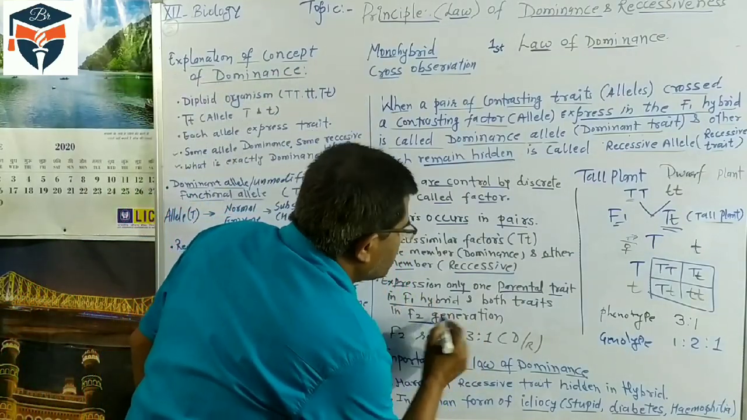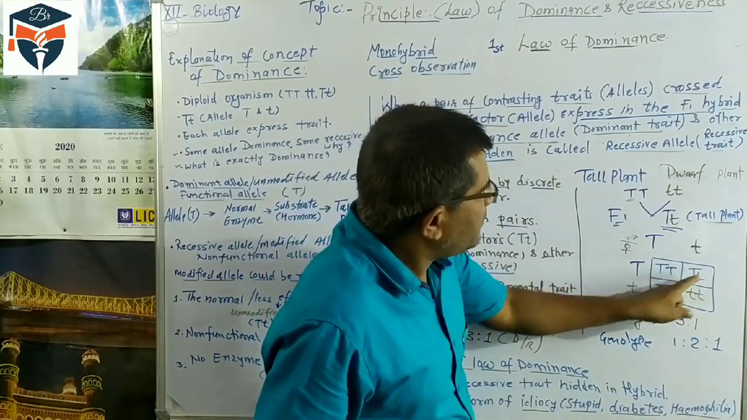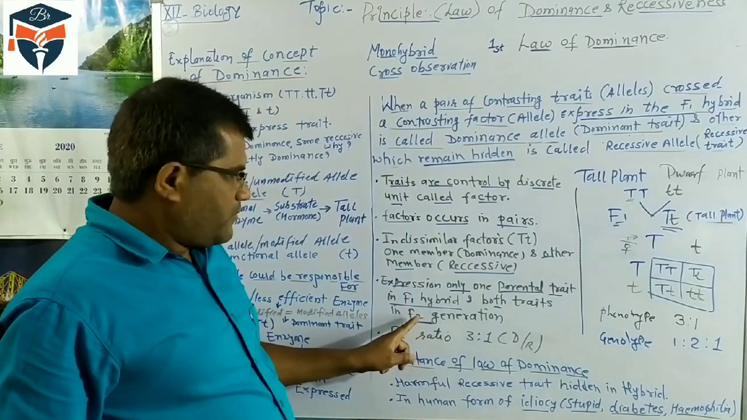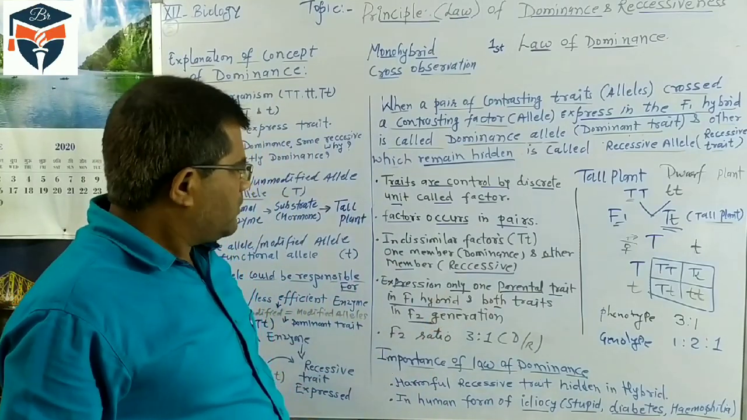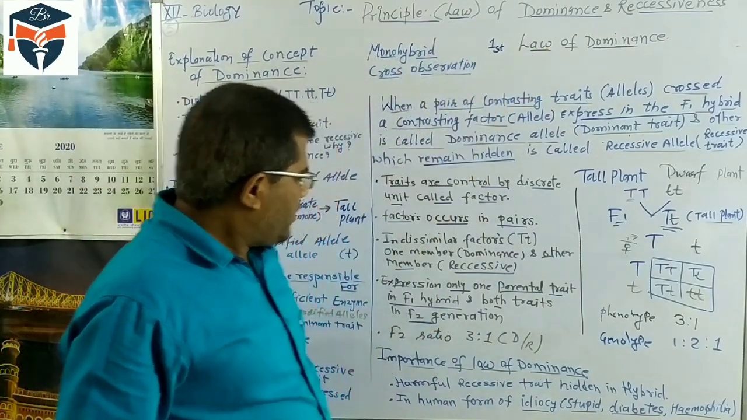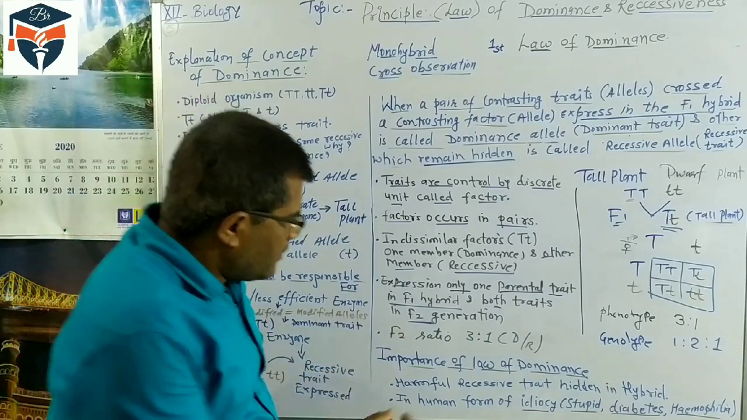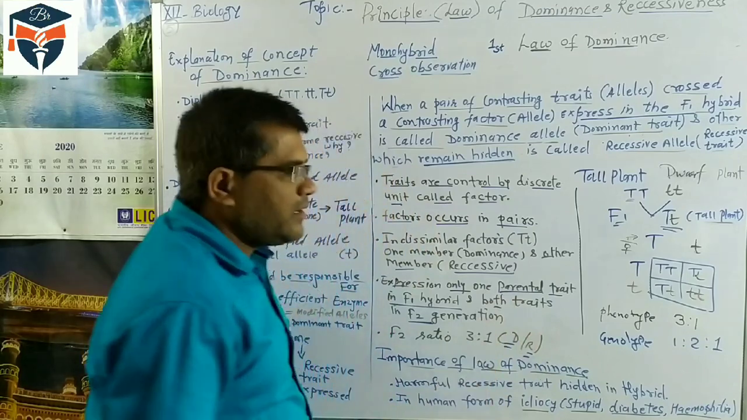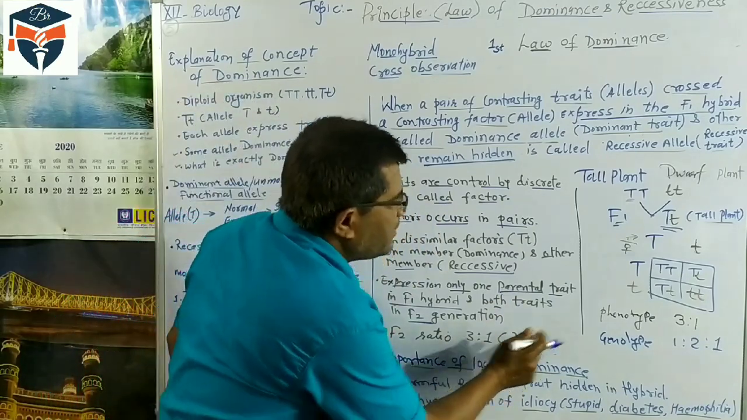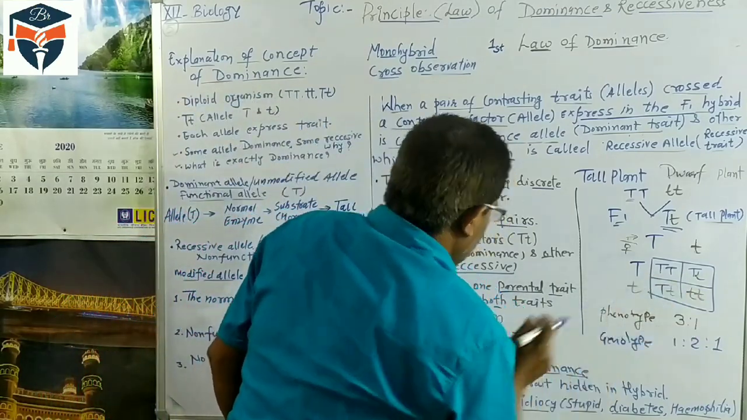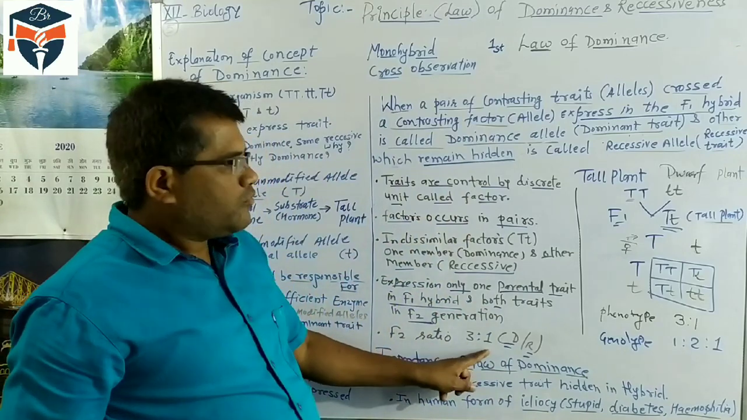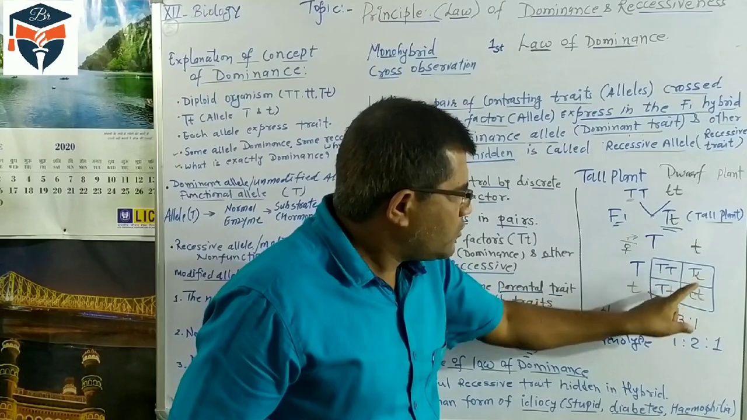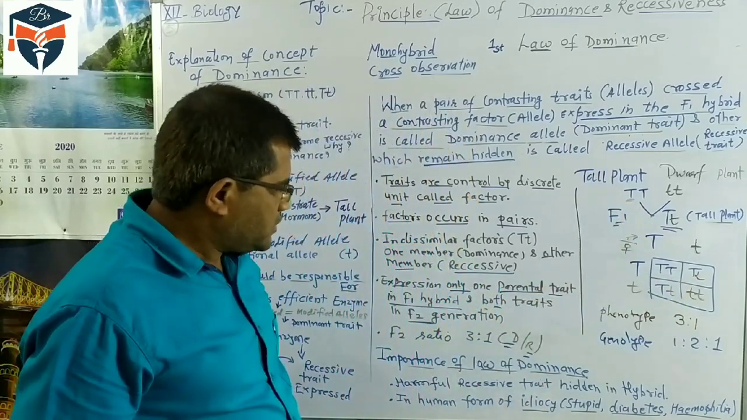Whereas in the F2 generation, tall plants and dwarf plants both appear, which means both characteristics appear in the F2 generation. So in the law of dominance, with the dominant allele and recessive allele, or dominant trait and recessive trait, a ratio of 3:1 is obtained. Three are the dominant trait and one is the recessive trait.